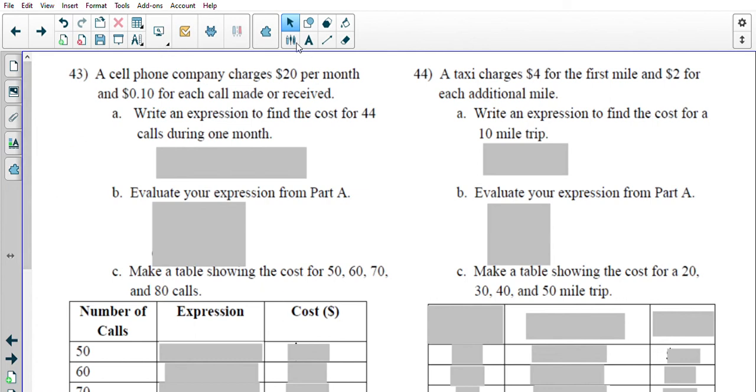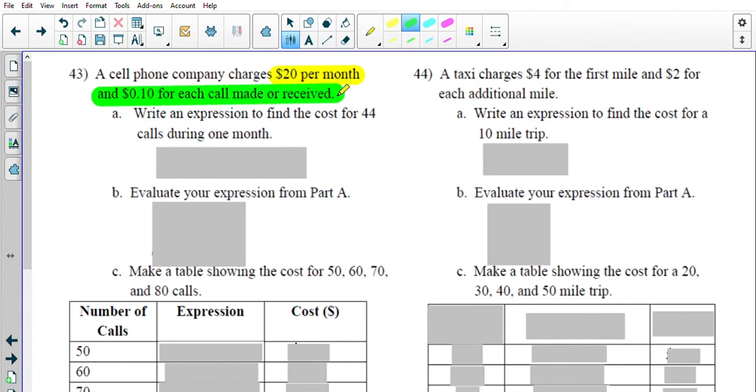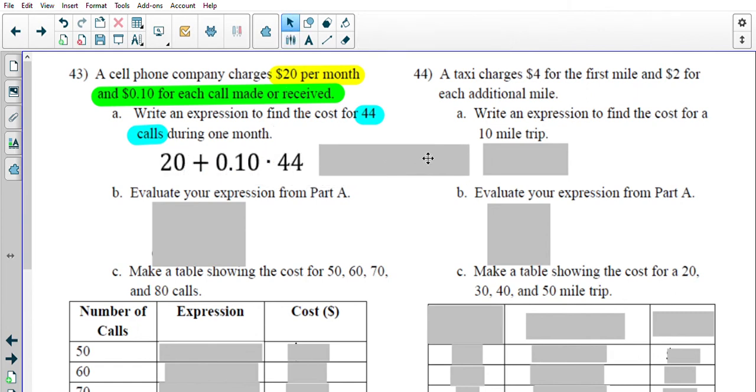So let's highlight our important information. We've got $20 per month, and keep in mind this is in a 1 month period, so we're going to pay $20. And, or in addition, 10 cents for each call made or received, and we made 44 calls. So that indicates that I'm going to multiply the 10 cents by 44, and I need to add on that $20. So one way to write this is 20 plus 0.10 times 44. Could you do 0.10 times 44 plus 20?